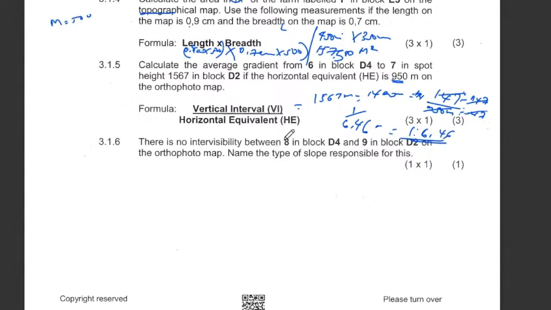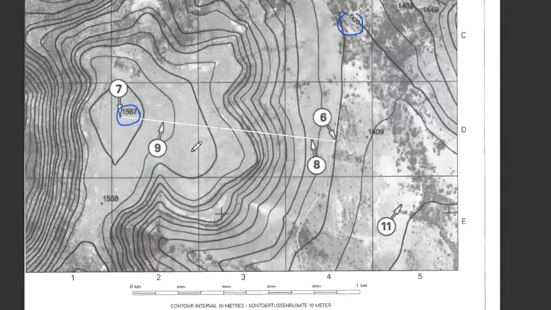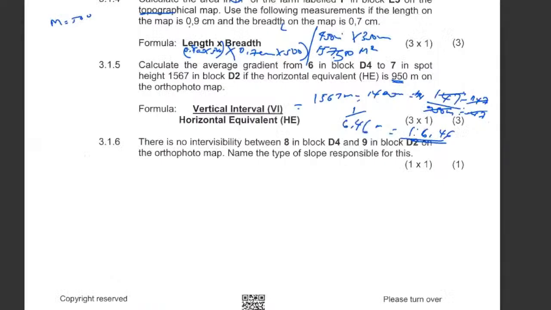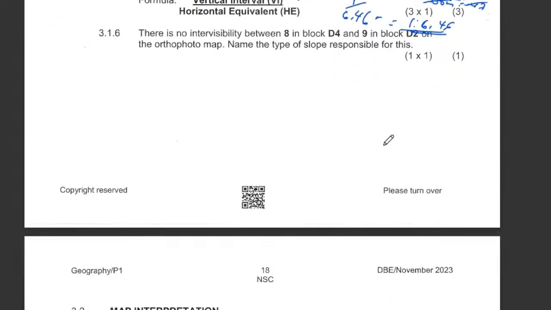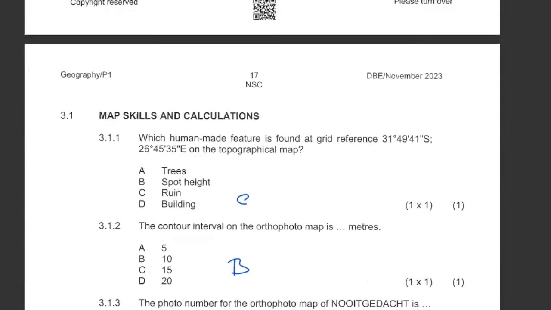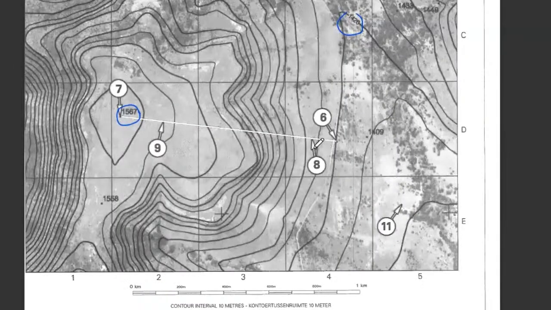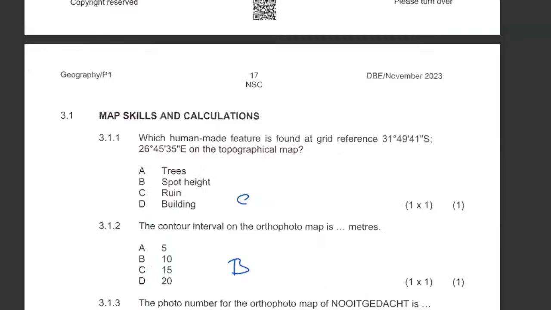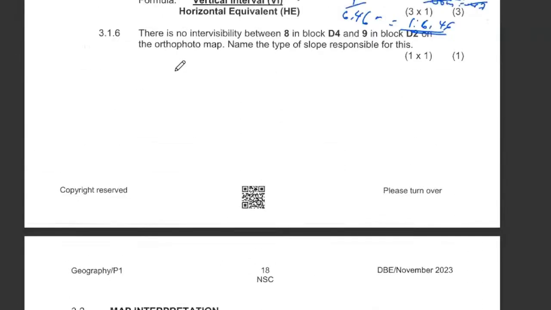There is no intervisibility between 8 and 9 on the orthophoto map. Come here, 8 and 9. There's no intervisibility. So they are asking, name the type of slope that is responsible for this. When you check the map, you see that if 8 is here, it's a bit lower than what is here. But there is also a steep area in between. So it forms a convex slope. So here you'll find out that the slope is like this. So if you are here, you can't see here. Therefore, this is a convex slope.